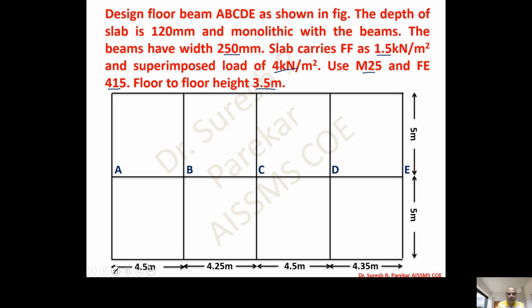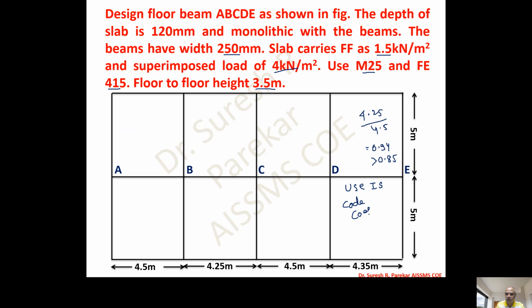Now we have to see we have this as 4.5 and then we have this as 4.25. So we have maximum as 4.5 and minimum we have 4.25. So we can go for 4.25 divided by 4.5, and we have this value 0.94, which is greater than 0.85, and so we can use IS code coefficients.